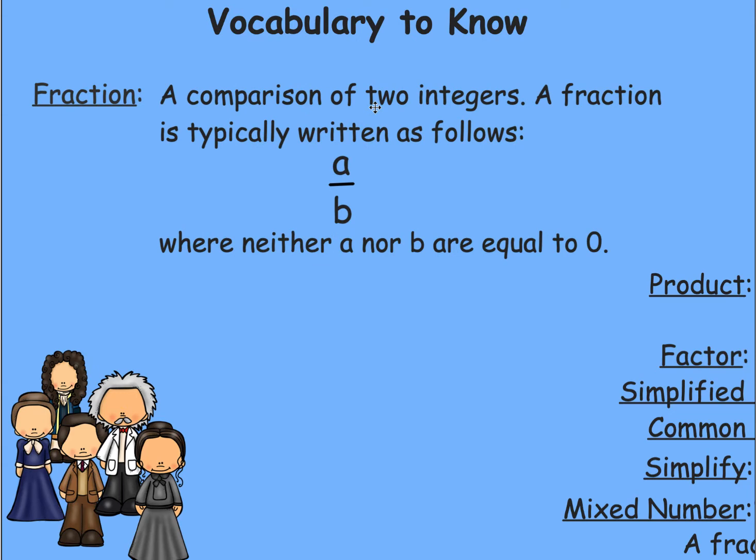So what are we talking about when we have a fraction? Remember, a fraction is a comparison of two integers. So it can be positive, it also can be negative. And integers, remember, are the numbers 0, 1, 2, 3, 4, 5, etc., and their opposites, -1, -2, -3, etc. It usually is written in this format with a fraction bar in between the two parts, which are called the numerator and the denominator, and neither of them can be 0.